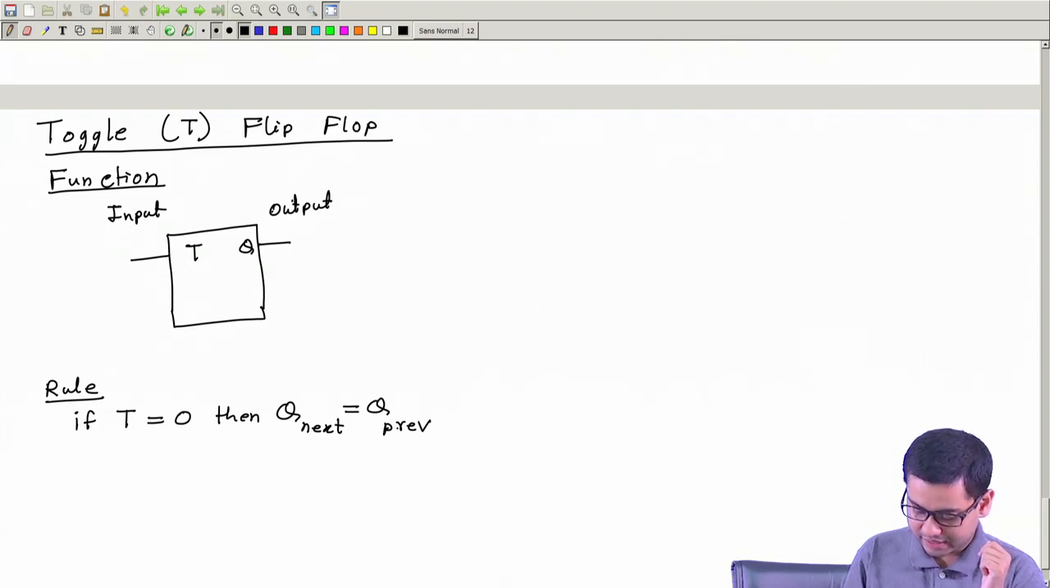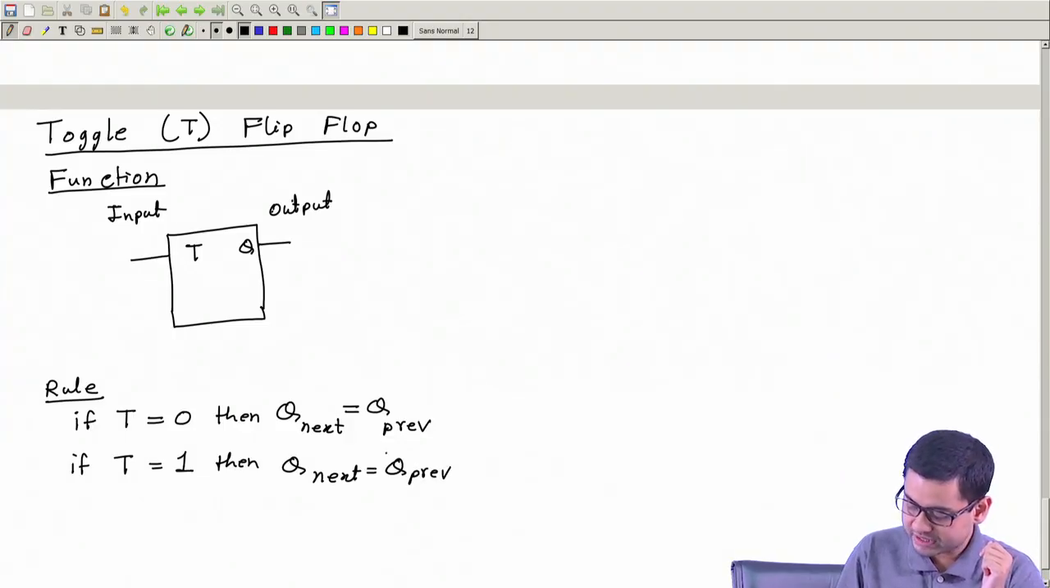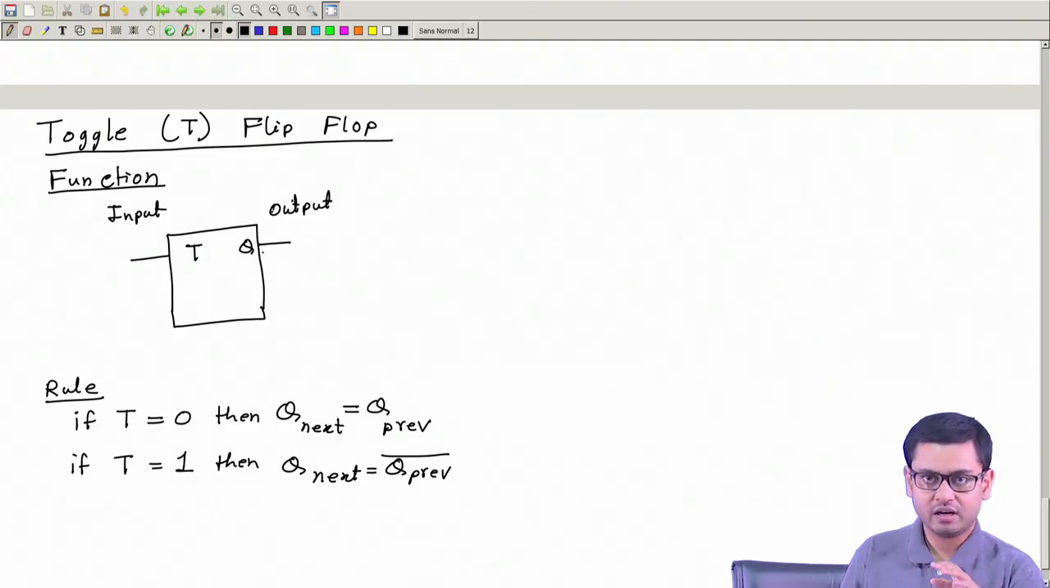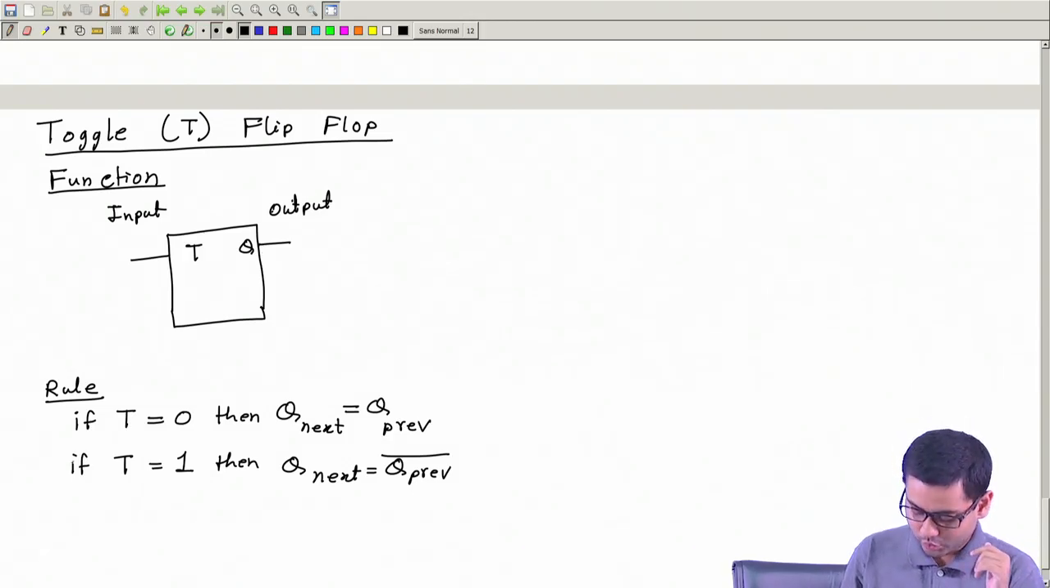And if T is equal to 1, then Q next will become Q previous bar, the complement, opposite of Q previous. So, if the input is 1, and at this moment Q is at 0, then at the next moment Q will become 1, and then again at the next moment it will become 0. So, it will toggle. Toggle means it will change, alter. So, this is the rule.